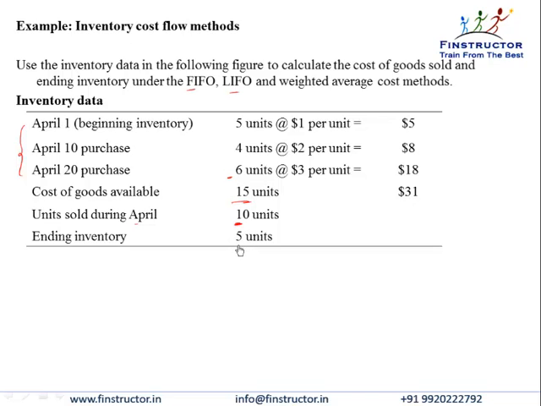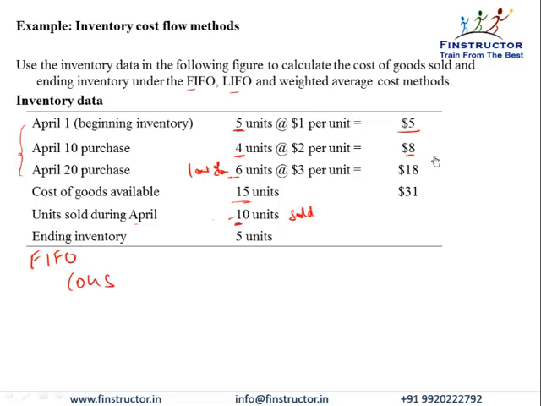Our job is to put a value to the cost of goods sold and the ending inventory using each of these assumptions. So let's first do the first in, first out. In this, we will assume that these 10 units sold were the first 10 units that were purchased. That is, these 5 units bought for $1 a unit, or a total of $5, 4 of these units bought at $2, or a total of $8, and 1 out of these 6 units, which was bought at $3 per unit.